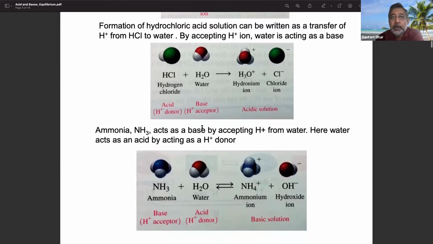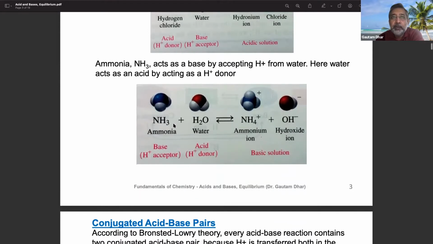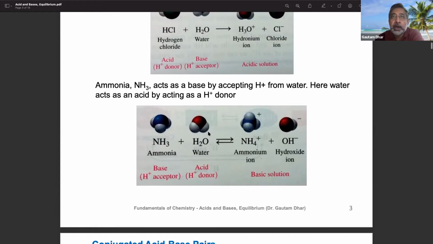Okay. Ammonia and water, which could not be defined by Arrhenius theory, can now be defined easily, because ammonia accepts a proton, so it acts like a base, forming the ammonium ion, and you have the OH minus. So ammonia is a base because it is a proton acceptor, and water is a donor because it is donating the proton to ammonia. So water is a very unique solvent. If you look at both these cases, water can act both as an acid and a base. This is very unique, and these kinds of substances are called amphoteric substances.